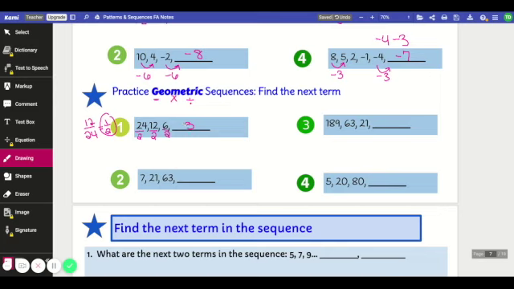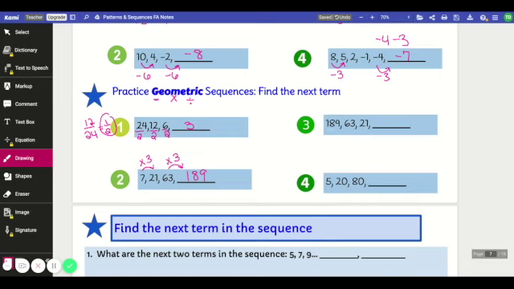Number 2, our numbers are getting bigger, so I know 7 times what is going to give me 21? 7 times 3. 21 times 3 is 63. 63 times 3 is going to give me 189.